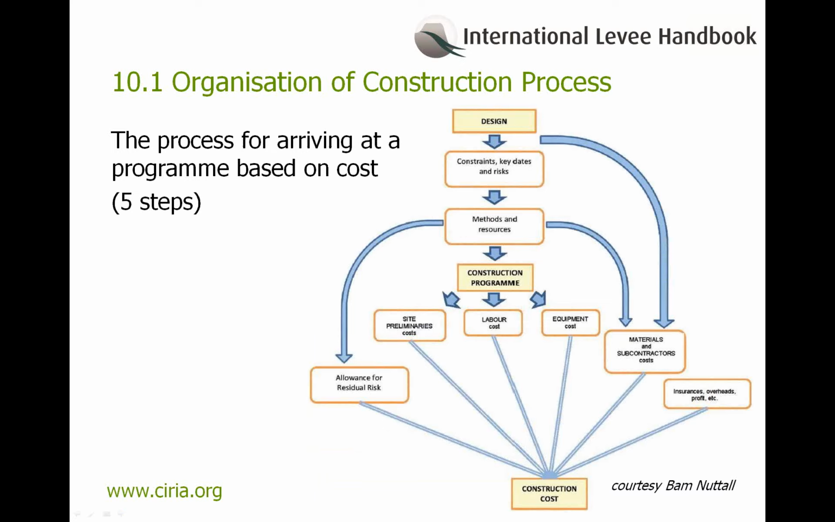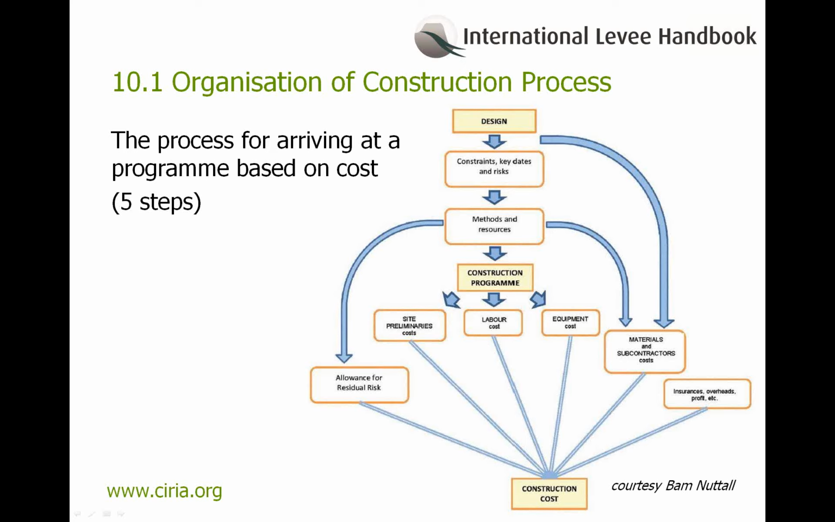10.1 includes advice on the development of a realistic construction budget. The most reliable way of developing a realistic construction budget for any flood alleviation project is to fully resource the developed construction program. Generic schedule of rate budgeting is unlikely to provide meaningful information. This figure illustrates the process for arriving at a program-based cost.